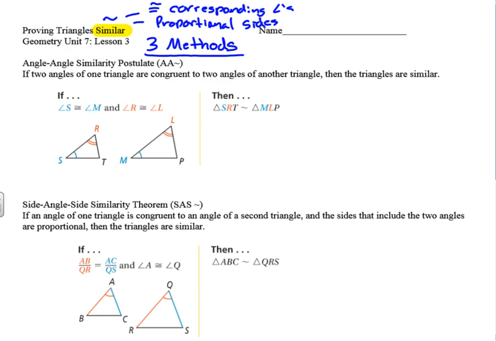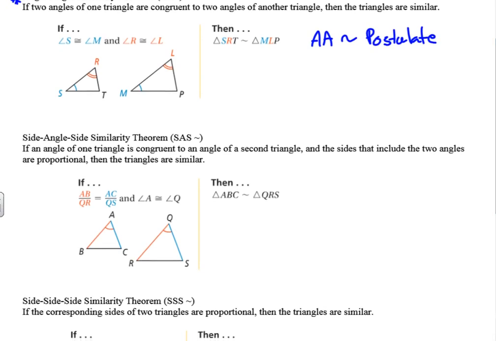We're going to start right off with the first one, and this by far and above is the most common one that you're going to see. So if you don't remember all three of them, you definitely want to remember this one. If two angles of one triangle are congruent to two angles of another triangle, then the triangles are similar. So if we can prove that two angles are congruent, that would be a statement, and the reason would be angle-angle similarity postulate. If two of the angles are congruent, the third one is going to be congruent because they all add up to 180, but we don't have to show that.